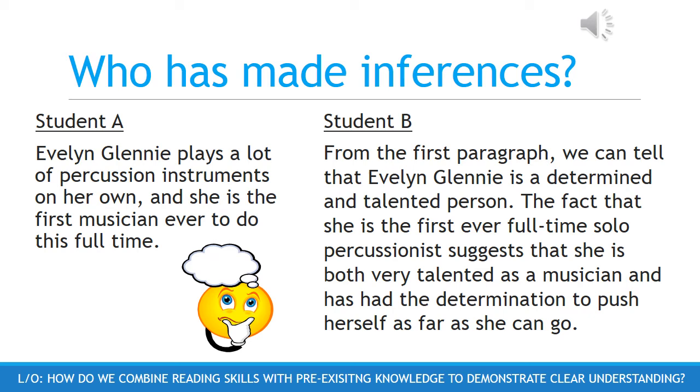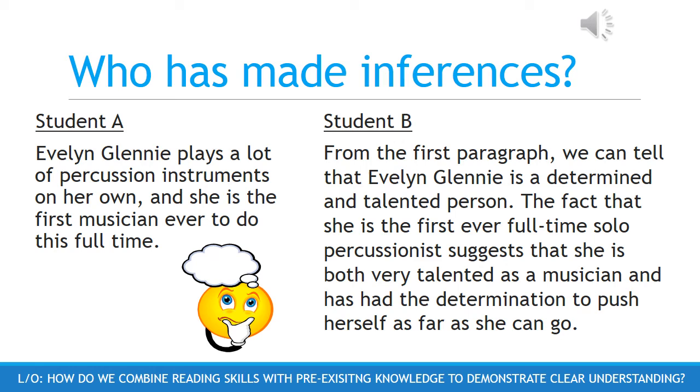Now, the first paragraph there, student A, it's correct. Everything in there is factually correct, but the inference isn't there. So student A has not read between the lines and figured out what Evelyn Glennie must be like. Student B has said she's determined and talented. That's not necessarily in the extract.